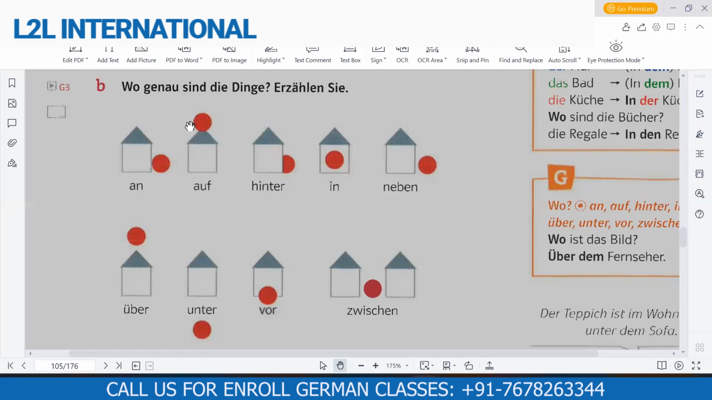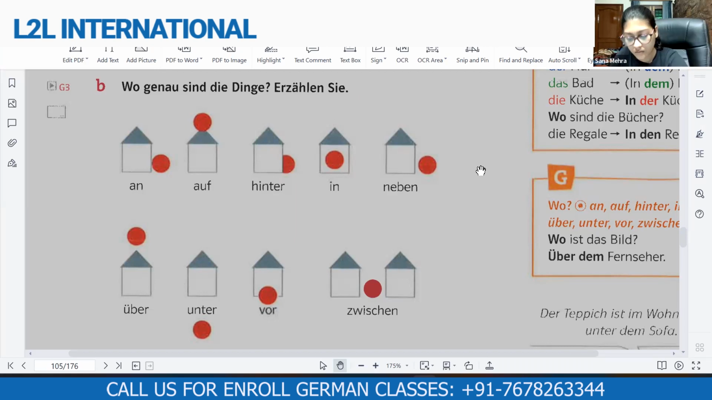Okay. So an is at. For example, what is the position of the clock? If there is a clock in your house, what is the position? How do we say the clock is on the wall, at the wall? On the wall, at the wall. But the correct word for the placement of the clock is at the wall. If something is standing there and touching the wall, the position is at the wall.